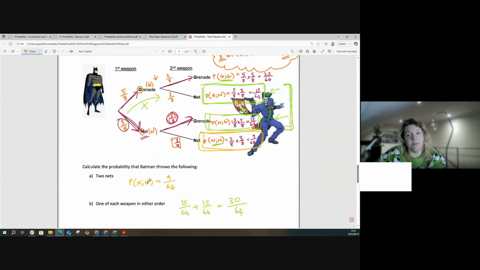Yeah, 9 plus 25 is wrong because that's looking at ones where there would be the same weapon. So what would be the probability that he pulled the same weapon both times? Then it would be 9 plus 25.